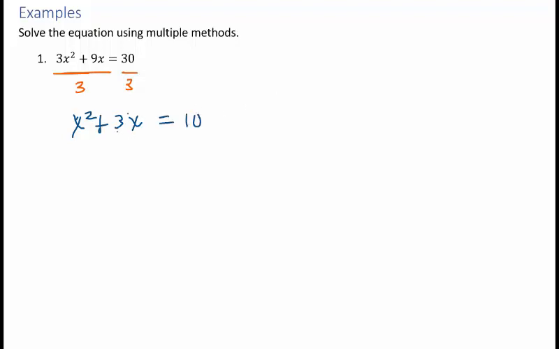At this point, this is where I'm going to complete the square. We're going to leave a little bit of space, x squared plus 3x, and then a little bit of room, plus something is equal to 10. And then whatever we add to the left, we have to add on the right.